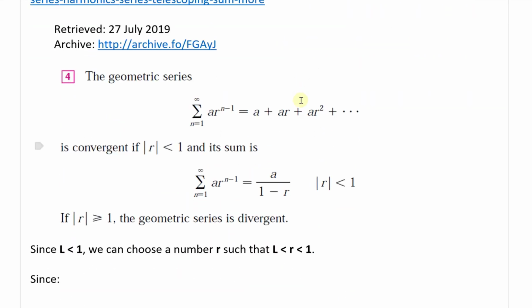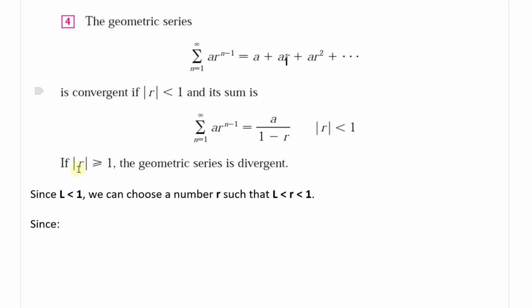The geometric series is the summation from n equals 1 to infinity of ar to the power of n minus 1, which equals a plus ar plus ar squared, and so on. We plug in 1 here: n minus 1 is 0, so we get r to the power of 0, then r^1, r^2, r^3, etc. I showed in that video that it's convergent if the absolute value of r is less than 1, and its sum is a divided by 1 minus r, so we can get an exact value of the sum. And if the absolute value of r is greater than or equal to 1, the geometric series is divergent.